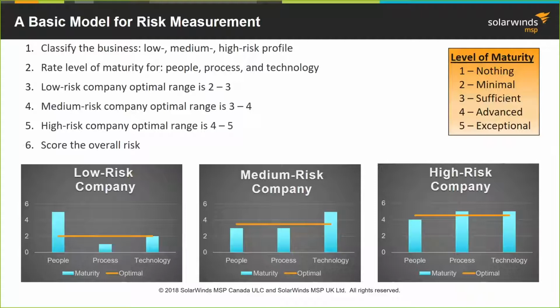Medium risk company, the same idea. They should be at an appropriate level for the risks they face. And then the high-risk company is going to need more maturity on people, more maturity on process, and more maturity on technology. So just another quick little example here.